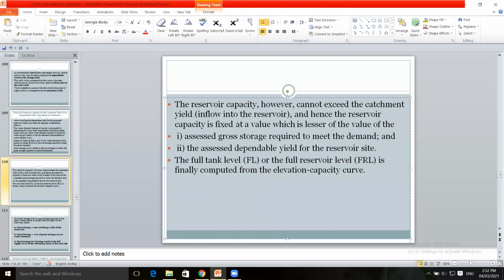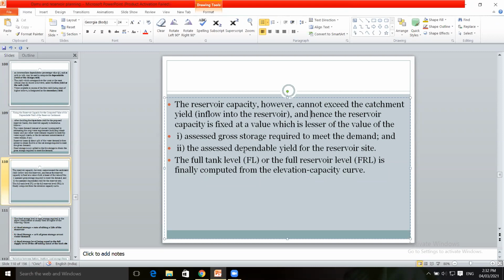The reservoir capacity is a fixed value which is less of these two. It is less of the gross storage कमी असेल किंवा dependable yield. या दोन्ही मधलं जे कमी व्हॅल्यू आहे, lesser of these two values, then that will be the reservoir capacity in the catchment. In this way, the reservoir capacity is calculated.